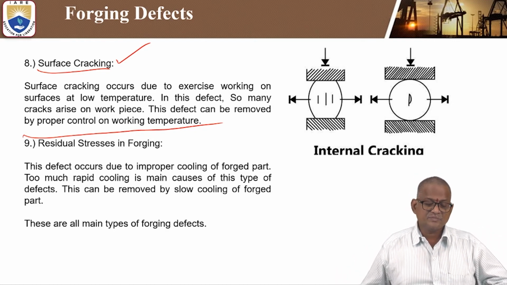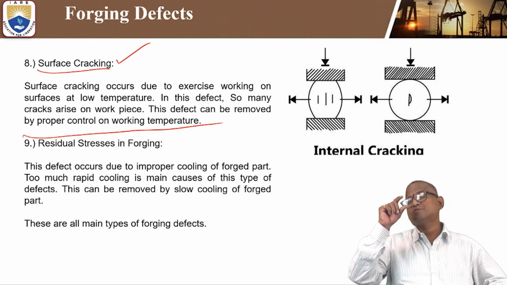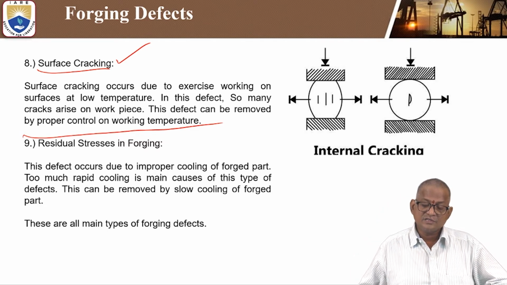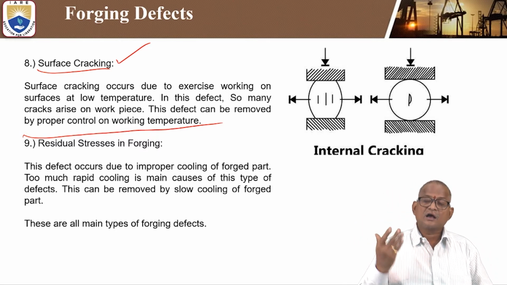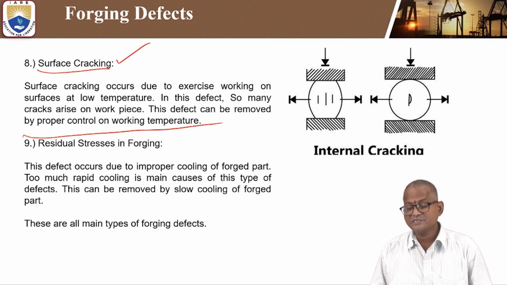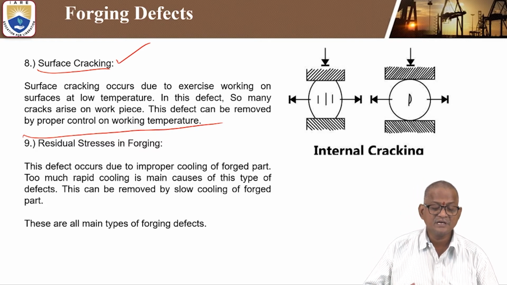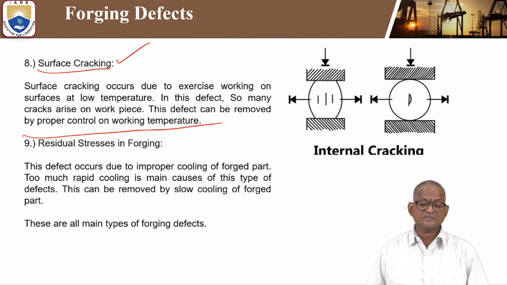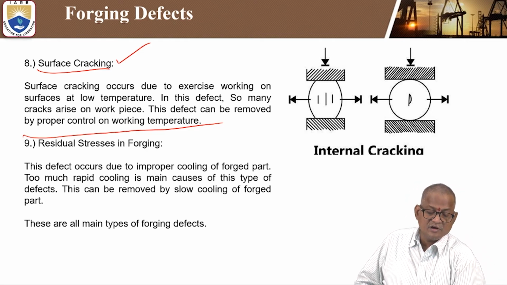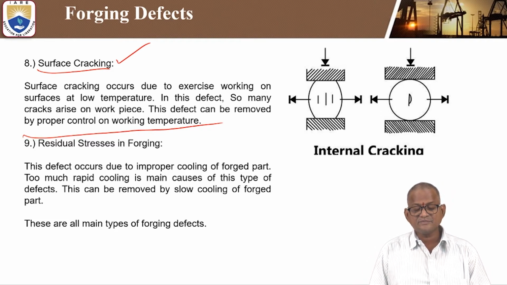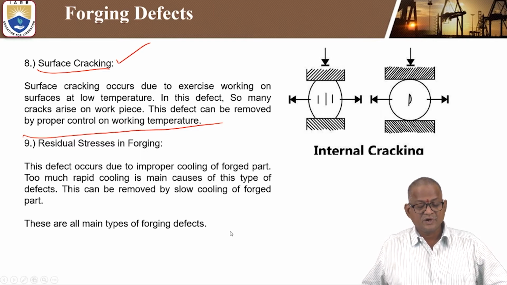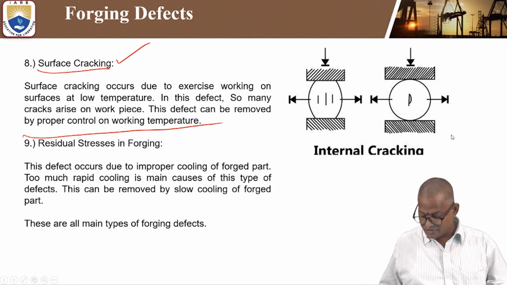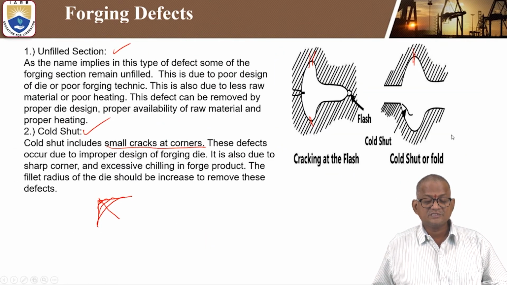So these are some basic important types of forging defects, how they are caused, and what remedies are to be considered for these defects. Also surface cracking and residual stresses, all these are main types of forging defects. So these are the main important types of forging defects, and this is what we covered about forging defects.